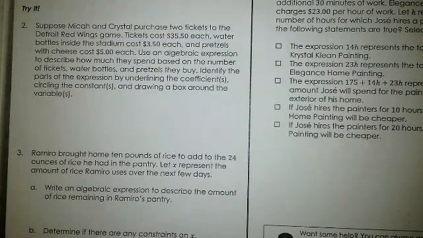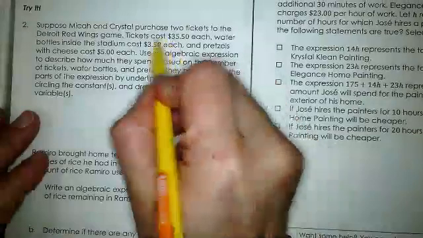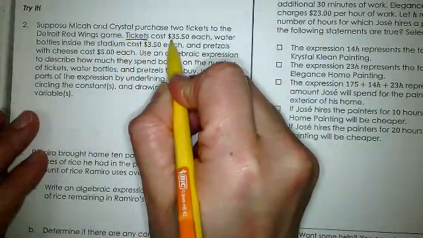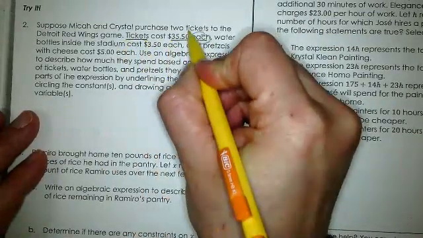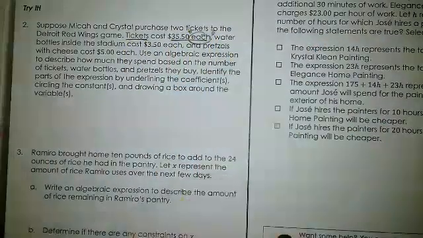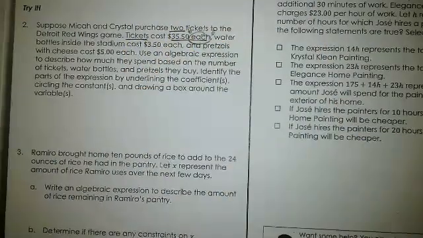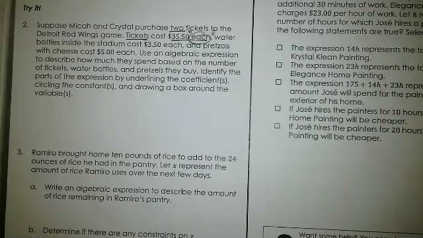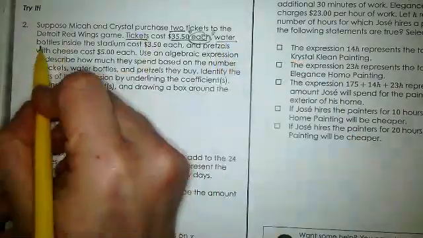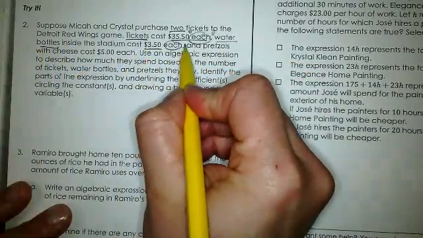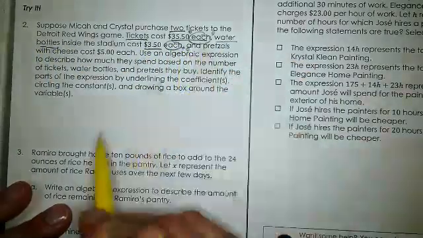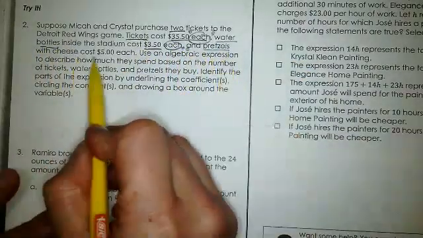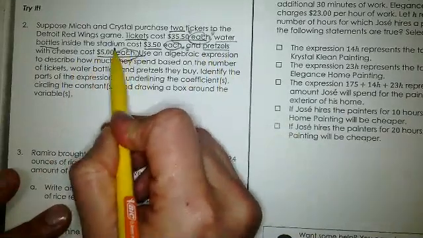Suppose Micah and Crystal purchased 2 tickets to the Detroit Red Wings game. Tickets cost $35.50 each. And they're getting 2 tickets. So they're going to pay that twice. Water bottles inside the stadium cost $3.50 each. So water bottles, $3.50 each. And pretzels with cheese cost $5 each.